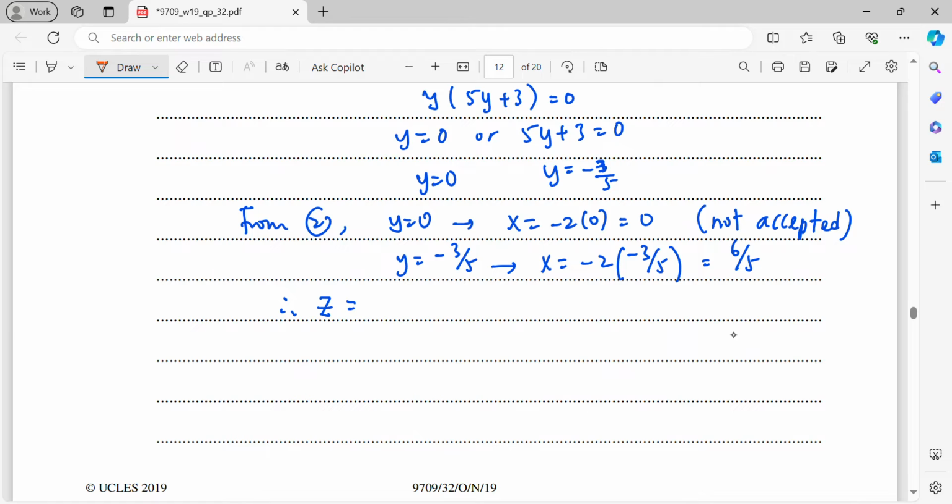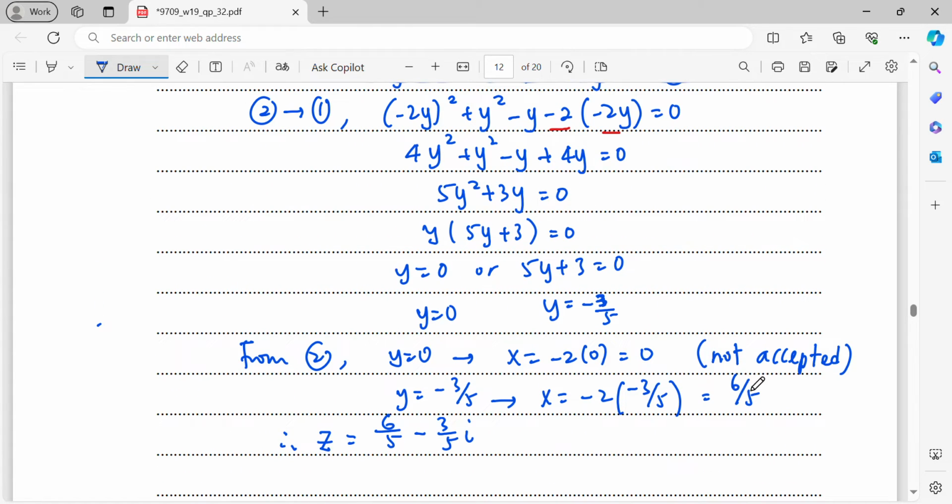So replace the values accordingly. It will be x is 6 over 5 plus minus 3 over 5 because your y is negative. Therefore, we end up with negative 3 over 5 i. So that is the solution of this question.